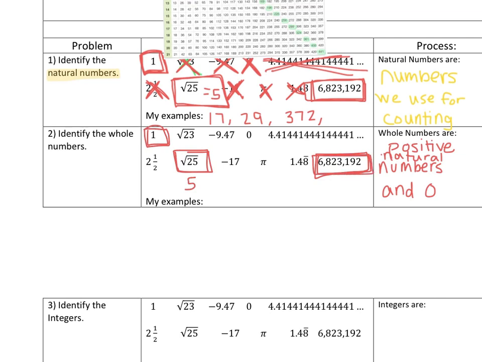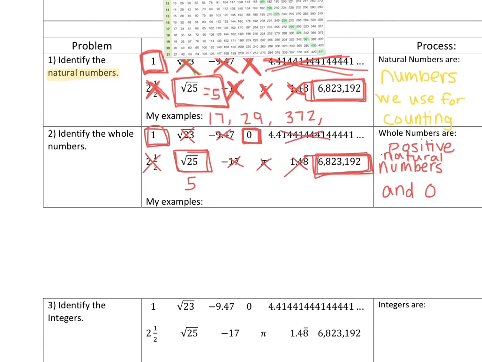And 6,823,192. But it's also those numbers and 0. So we're also going to include 0. That's the only difference, is that 0 is included. So all these other ones, I'm going to X out. They are not whole numbers because they have decimals in them or they're written as fractions.